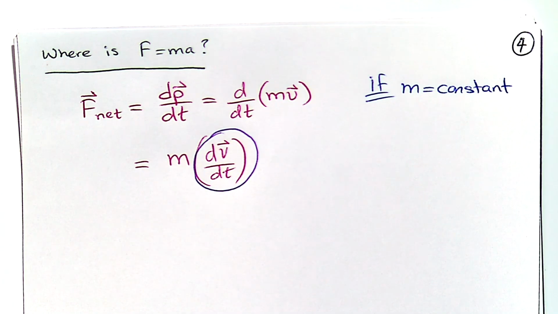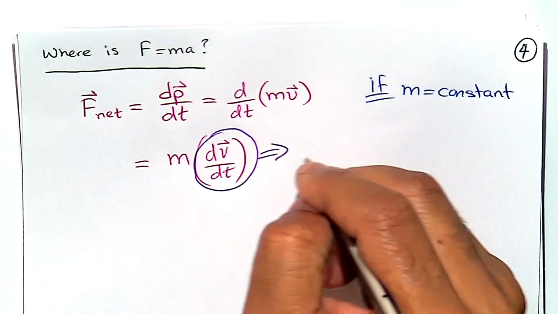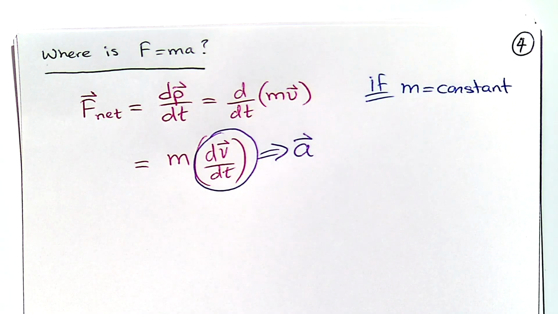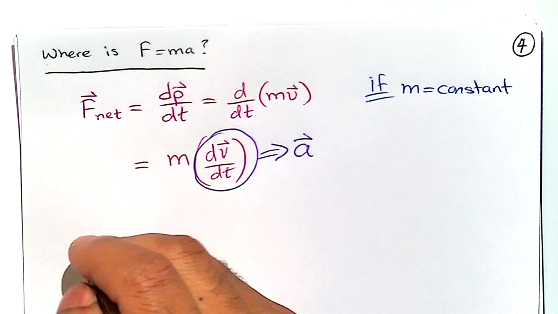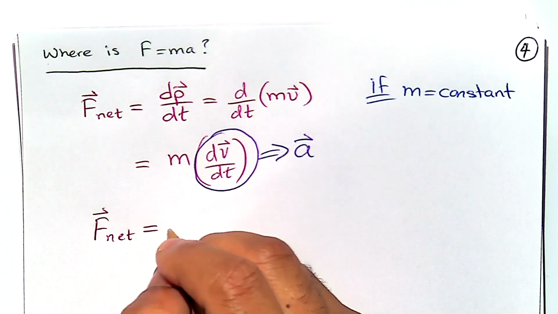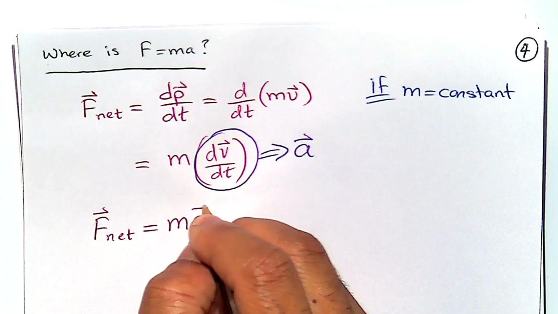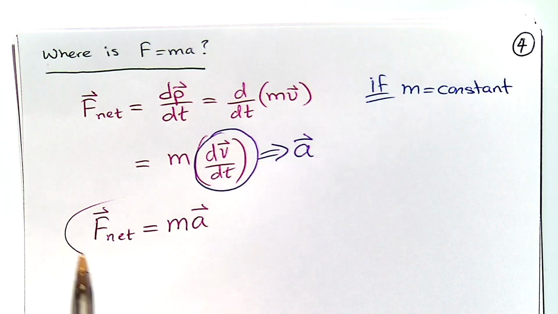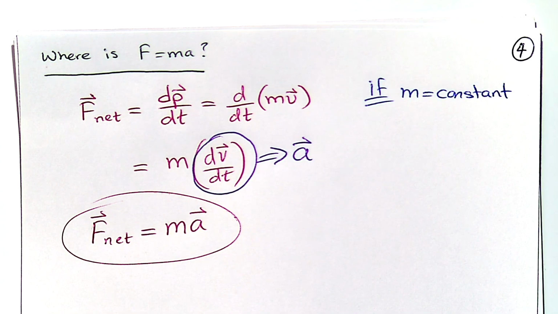The derivative of velocity with respect to time is equal to acceleration, right? So this is where F equals ma comes in. The net force causes an object to accelerate. That's coming from the original form of the second law, for cases where mass is constant. So when you're doing F equals ma, you have already assumed that the mass is constant.